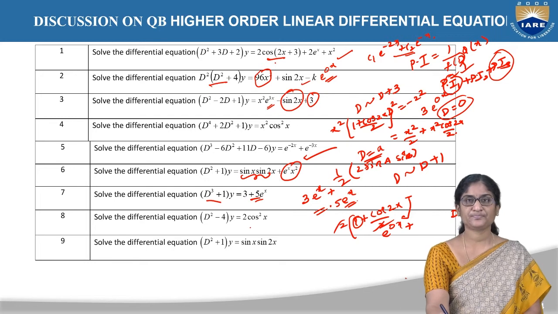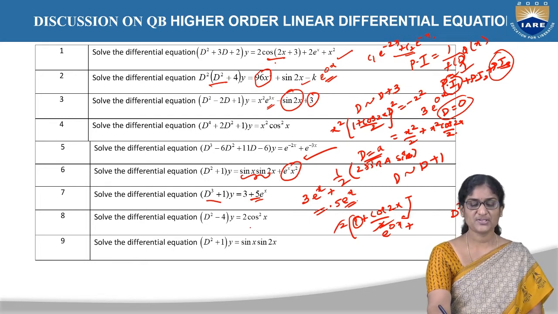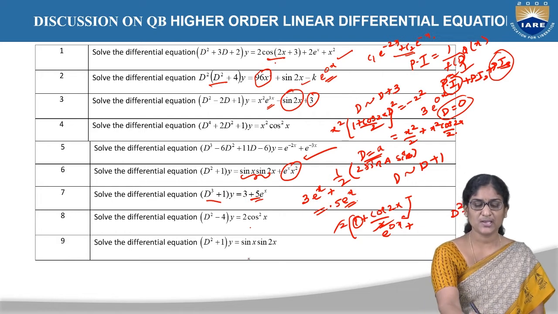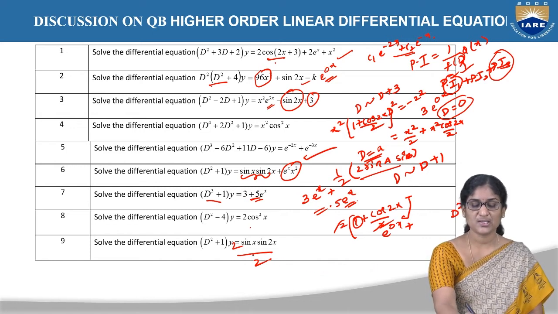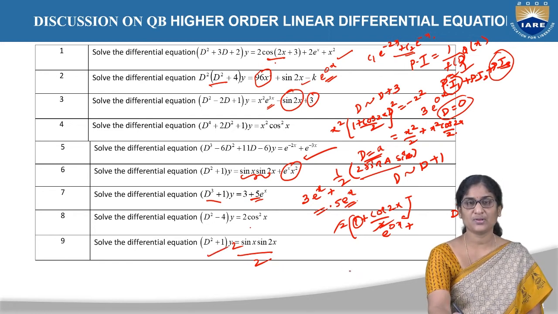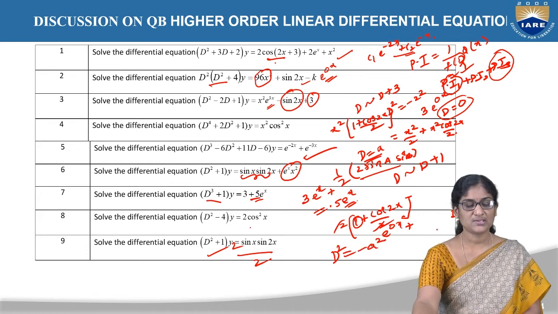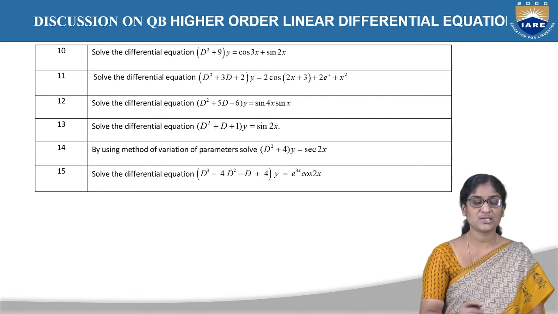Going to the ninth question, solve the differential equation (D squared plus 1) y is equal to sin x sin 2x. Again you multiply and divide by 2. Use the formula 2 sin a sin b, that is cos difference minus cos sum. Then split it up into two cos terms. For each one you can find the particular integral by substituting D squared is equal to minus a squared.